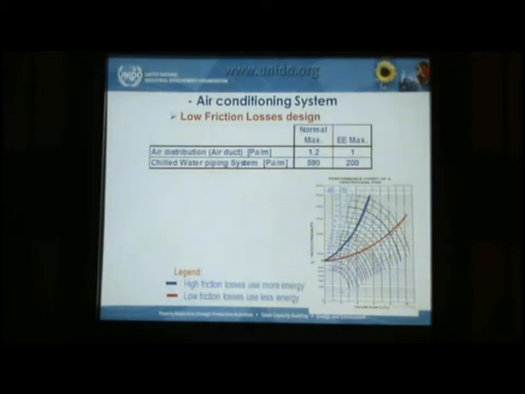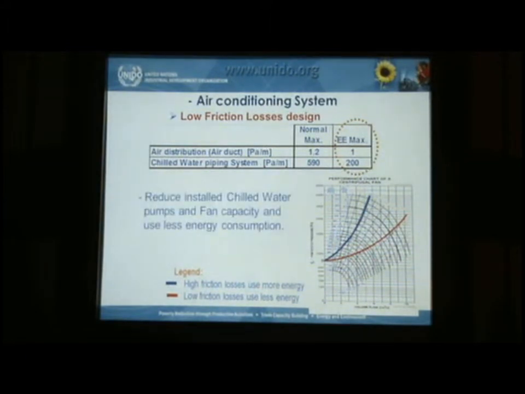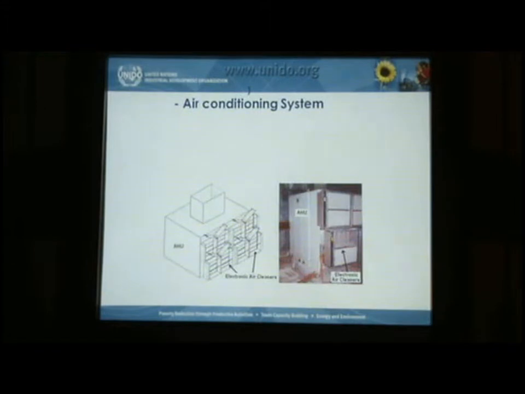Now, we found that friction losses are a very significant thing for air conditioning, especially the friction losses in the ducts. This can be overcome by having larger ducts and also reducing the friction. So you find that if we can have a better ducting system, then we can reduce the size of the chilled water pumps and fan capacity, and also thereby reduce energy consumption.